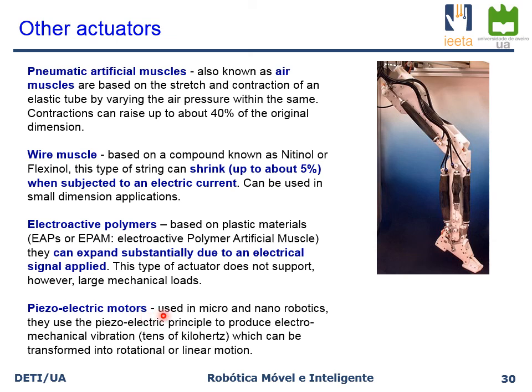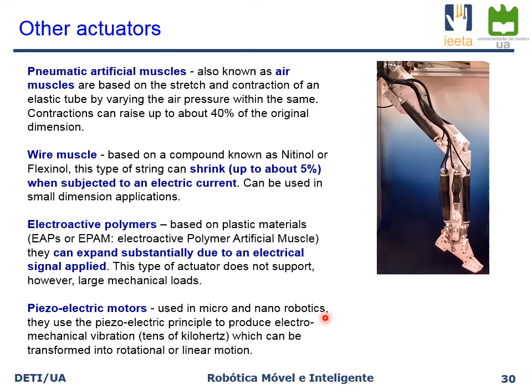These are used in micro and nano robotics. Nano robotics means that the robots themselves measure within the dimension of microns and can be put inside the body of a person, for instance, and navigate the body to deliver, for instance, a little bit of medicine inside an eye, for example.